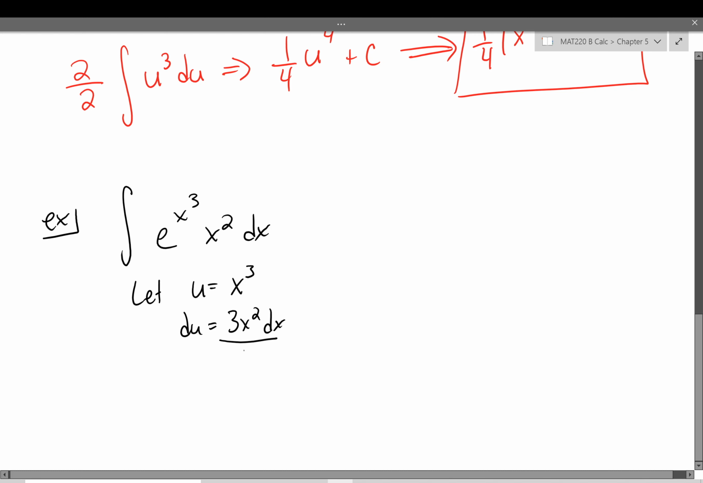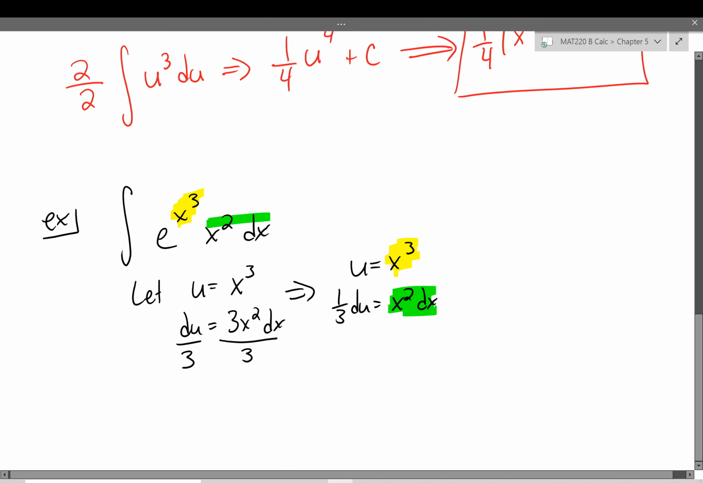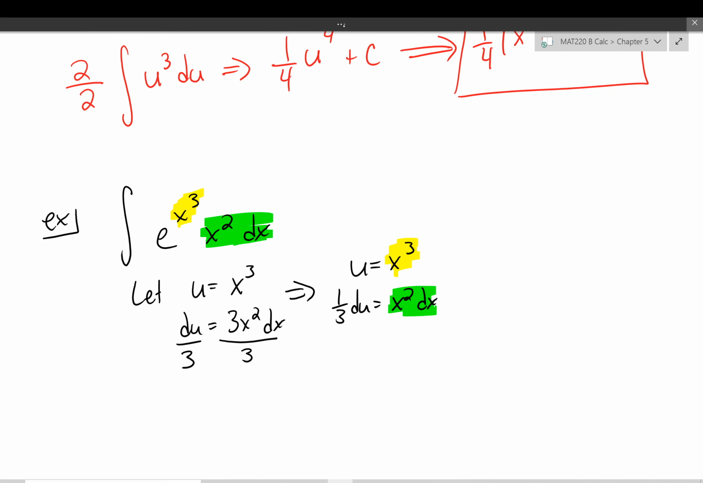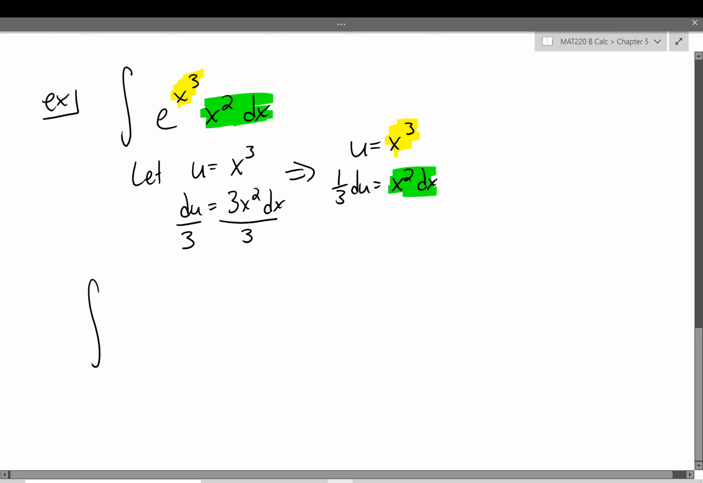Now, I have a coefficient, so I'm going to divide both sides by 3. That's going to give me u equals x cubed for the first, and the second is going to be 1/3 du equals x squared dx. And like I said, you will always be able to match this up. So here's my x to the third, and here is my x squared dx. So I'm going to go ahead and rewrite my problem as the integral of e to the u times 1/3 du.